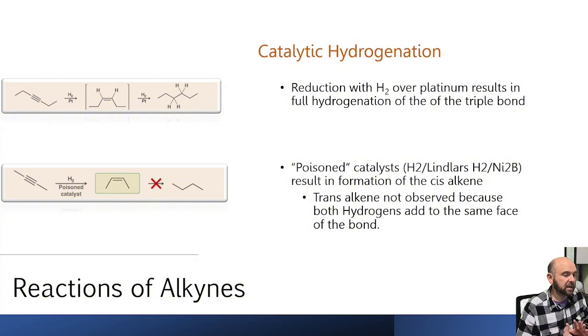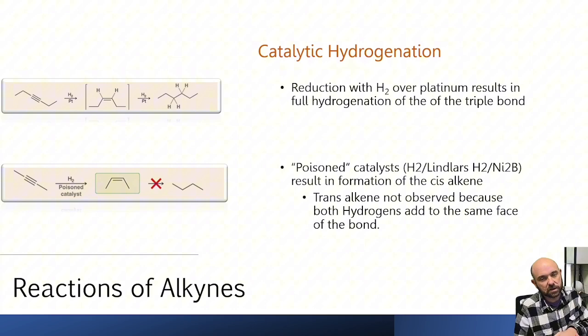In catalytic hydrogenation, if we use a poison catalyst and we stop at the alkene product, we always get the cis alkene product, and this is because the mechanism of the reaction has the H2 add to the same face of the double bond. So you cannot form the trans isomers of those alkenes from catalytic hydrogenation. You have to use another method that we'll look at momentarily.